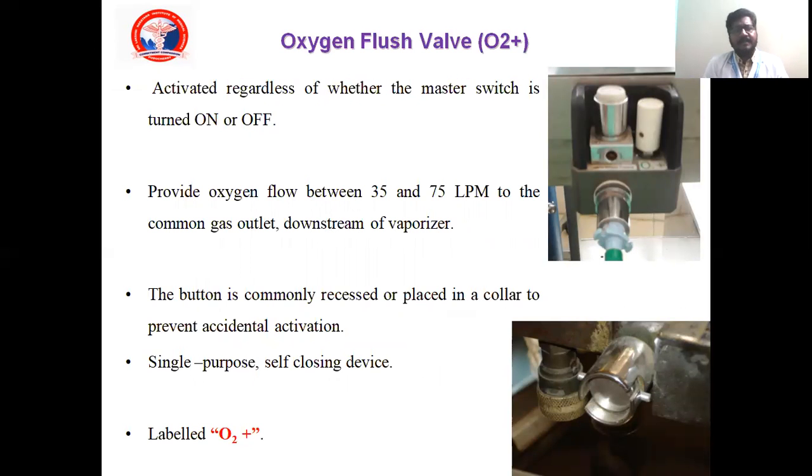Oxygen flush is activated regardless of whether the master switch is turned on or turned off. It provides oxygen flow between 35 to 75 liters per minute to the common gas outlet downstream of the vaporizer. The button is commonly recessed or placed in a collar to prevent accidental activation. It is a single purpose and self-closing device. It is usually labeled as O2 plus.